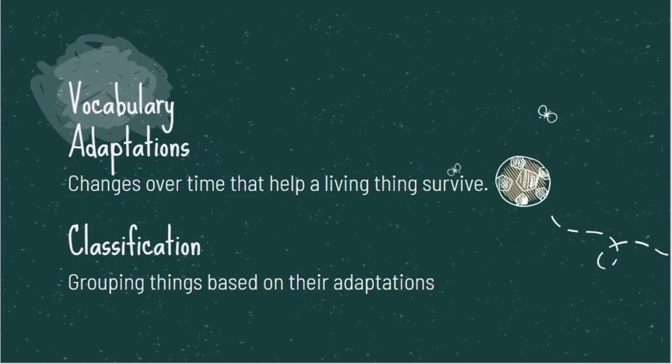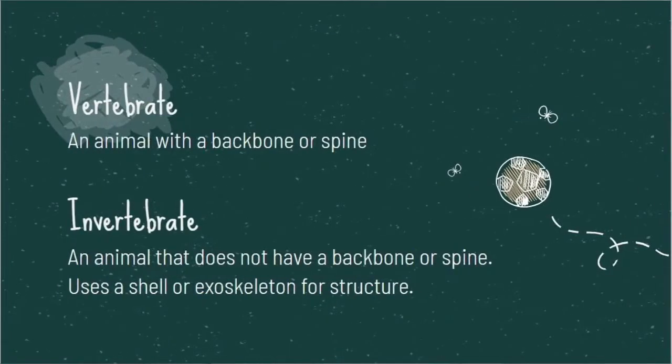The first word, adaptations, we've learned over the past couple of weeks. They are changes over time that help living things survive. The next word is what we're focusing on this week, classification, or classify. Classification is grouping things. When we classify plants and animals and other living things, we usually classify them based on their adaptations. The next two words, vertebrate and invertebrate, are ways that scientists have classified animals.